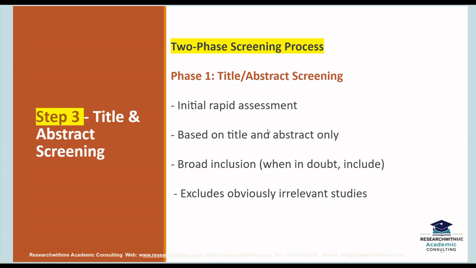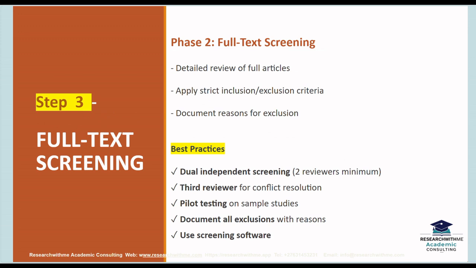So when you want to screen, the first phase is the title and the abstract. With those two, you can get to know whether a study is relevant or not to what you want to do. The second phase of screening, still in stage 3, is the full text screening. The moment you identify studies that are related, out of maybe 1,500, you have screened out about, let's say, 1,450. Now you are left with 50 articles.